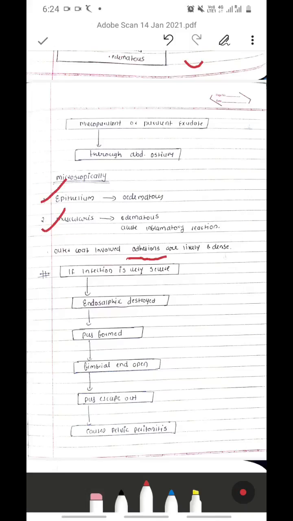Suppose the infection is very severe and pus is formed, and the fimbrial end opens. What will happen? The pus from the fallopian tube escapes out and causes pelvic peritonitis.